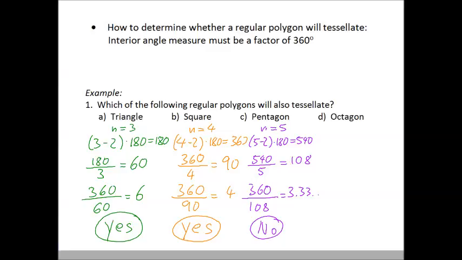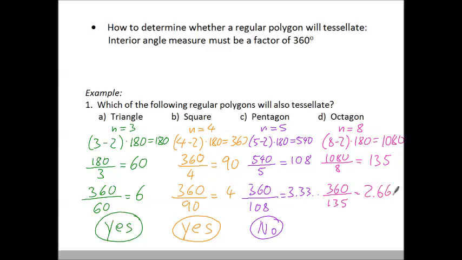And last but not least, our octagon with n is equal to 8. (8 minus 2) times 180 is 1080. 1080 divided by 8 will give us an individual interior angle measurement of 135 degrees. 360 divided by 135 is 2.66 repeating, and no is the answer.